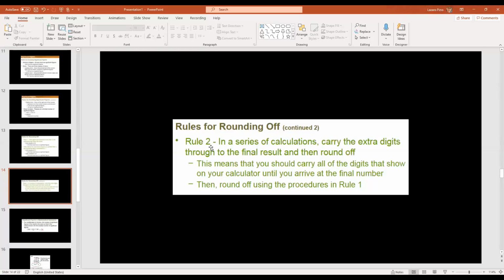Well, if you're going to round up a number resulting from an operation, never round off in between. You use all the numbers in your calculator, and then at the end, you use the rules to round up.